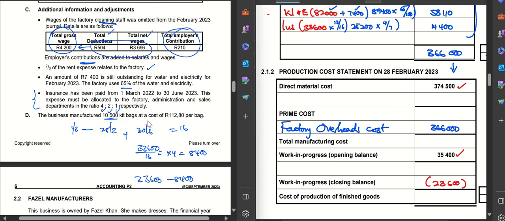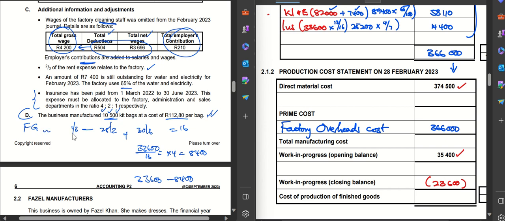So once you have that one, you'd find that information D now says the business manufactured 10,500 kit bags at a cost of 112.80. So the examiner can bring you this one, or at times they can bring you the finished goods together with a markup. So that is another option that the examiner brings this adjustment, whereby they give you the number of units and the cost per unit, or they just give you the opening stock of finished goods and the closing stock and the markup as well.